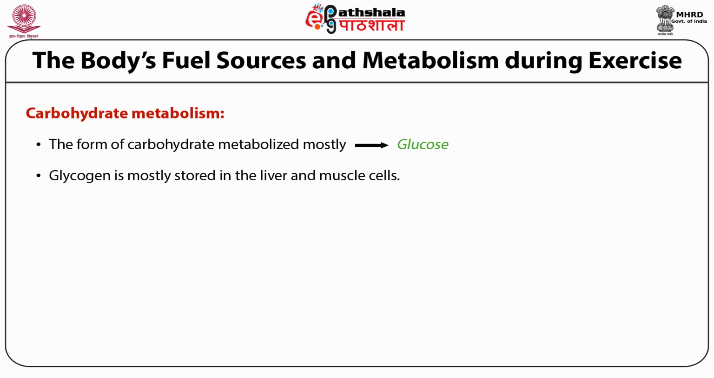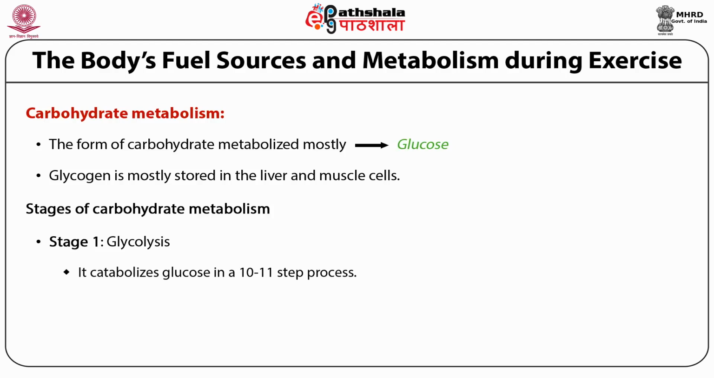The various stages of carbohydrate metabolism include stage 1, the glycolysis stage. The literal meaning of glycolysis is the dissolution of sugar. It catabolizes glucose in a 10 to 11 step process. It begins with either glucose or glycogen and ends with the production of either pyruvate or lactic acid in the anaerobic case, or pyruvate in the aerobic case. Glycolysis occurs in the cell cytoplasm.